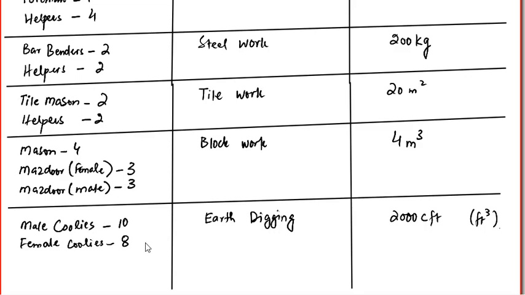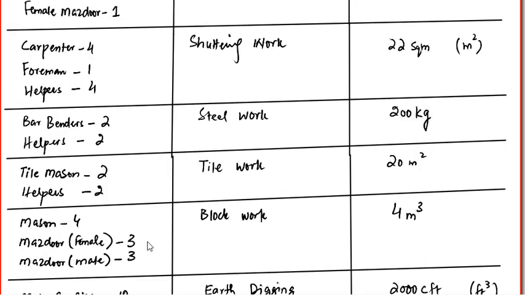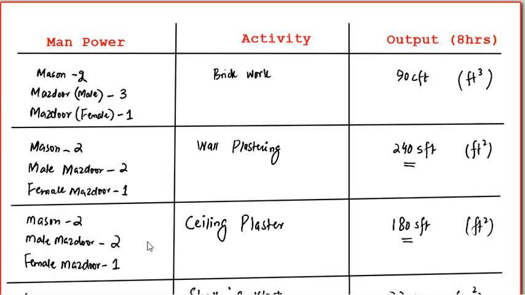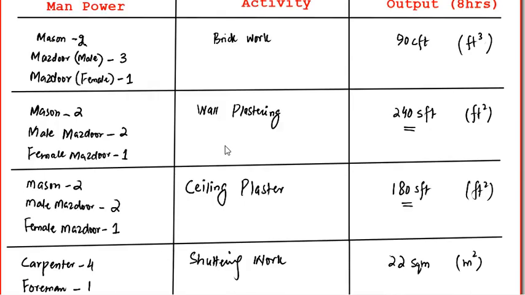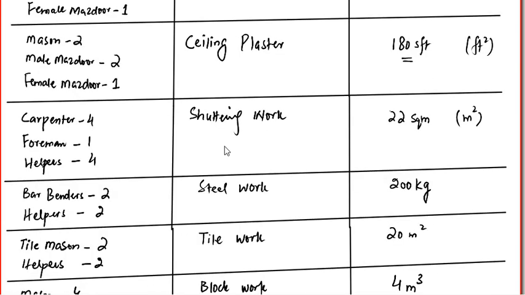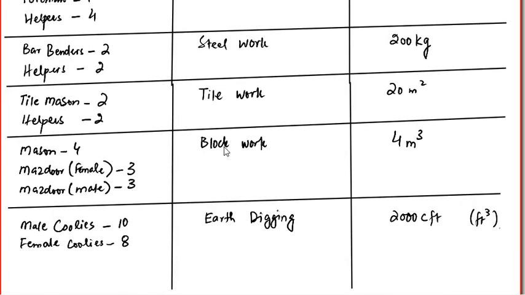So these were some thumb rules on the basis of which you can calculate the manpower required for different activities like brickwork, wall plastering, ceiling plastering, shuttering work, steel work, tile work, block work, and earth digging work.